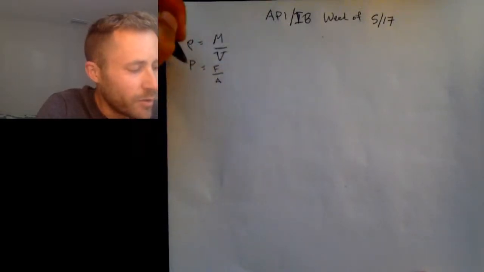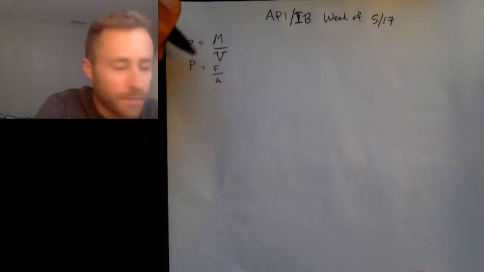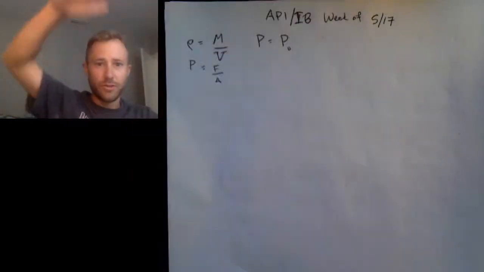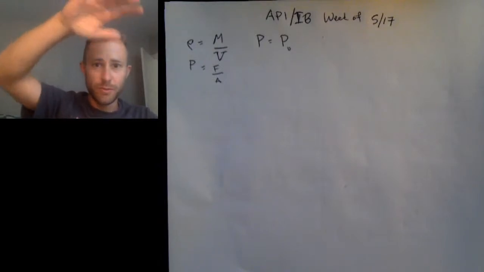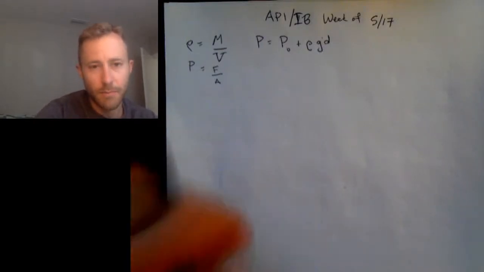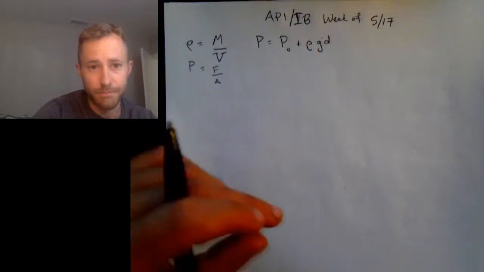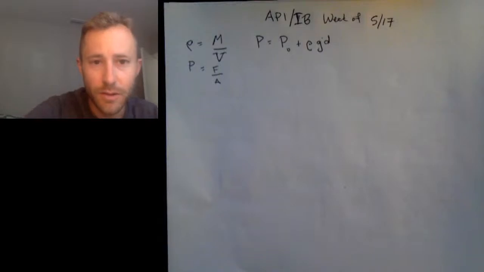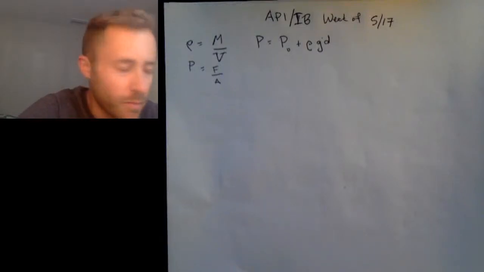And we learned that the pressure at a given depth is equal to P0, which is the atmospheric pressure, or the pressure at the surface of the fluid, plus the density of the fluid times the acceleration due to gravity times the depth. What this means is that the deeper you go, the greater the pressure. You can experience this if you dive down into a swimming pool. You can feel the increased pressure on your eardrums.